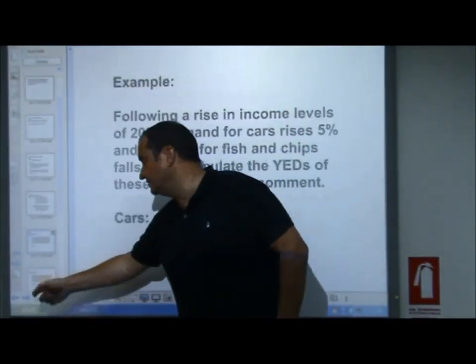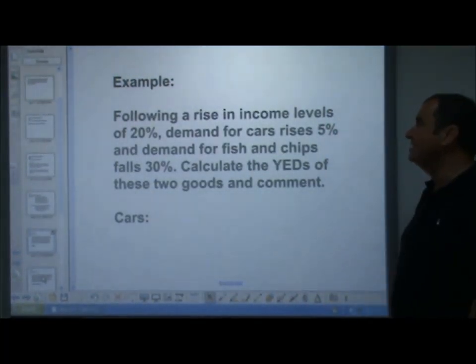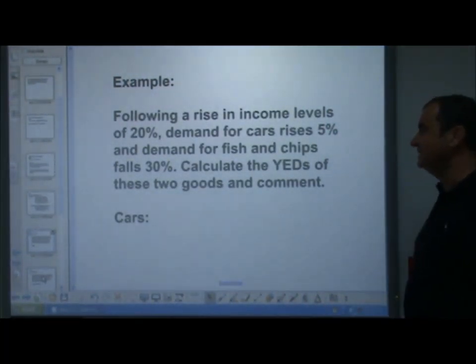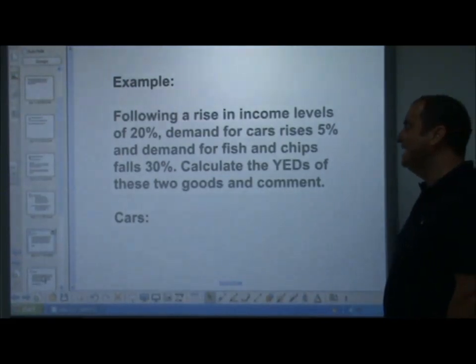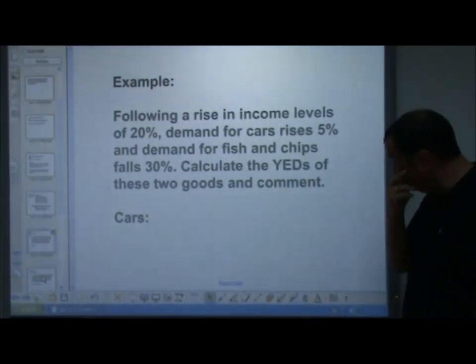Let's take an example. So here's an example. Look at this question. Following a rise in income levels of 20%, the demand for cars rises 5%, and the demand for fish and chips falls 30%. Calculate the YEDs of these two goods and comment. Let's do cars first. So what have we got?